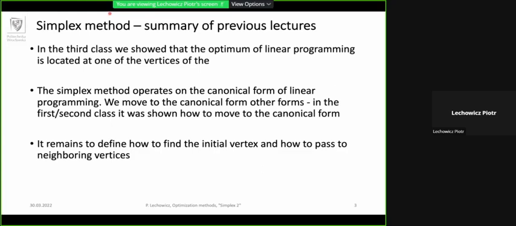and the simplex method operates on the canonical form. So this is the form where we have equality constraints, but we can convert the problem to the canonical form. So we can convert the inequality constraints to the equality constraints, as it was shown during the second class, probably. So the things which remain to define is how to find the starting solution, the initial vertex, and how to choose and move to the adjacent vertices.